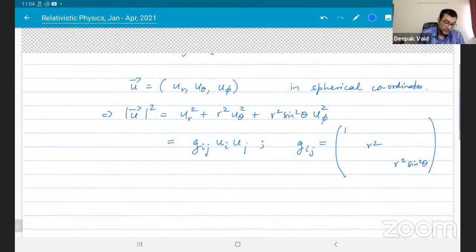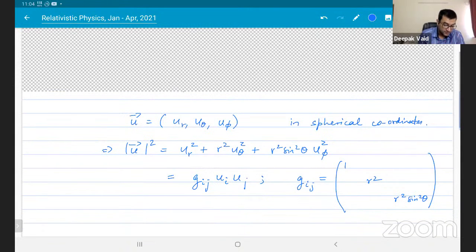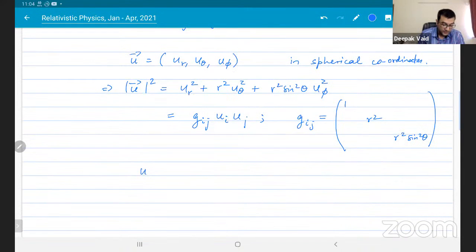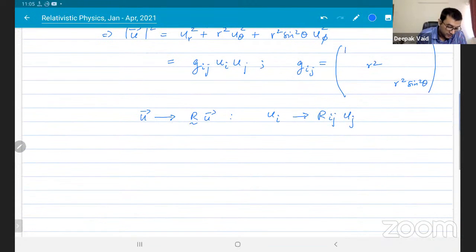So when I perform a rotation, what happens? The vector u is multiplied by some matrix R. So I can represent this as u_i goes to R_ij u_j. Okay. So what happens to the length of the vector? It goes to Gij ui uj.